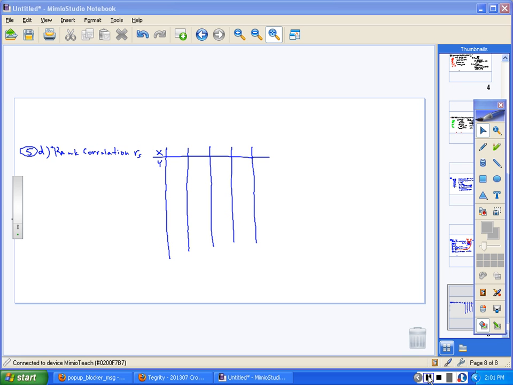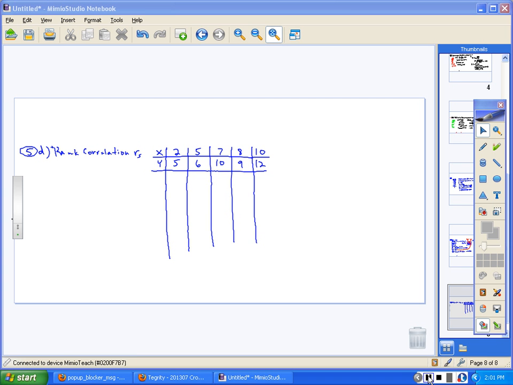Okay, the X values are 2, 5, 7, 8, and 10. And the Y values are 5, 6, 10, 9, and 12. Okay, so that's how we start.